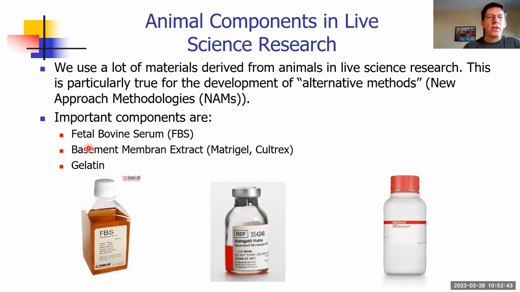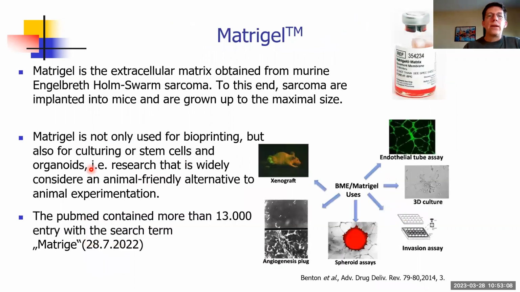Most of us culture the cells in FBS media. I already mentioned that many people use Matrigel or Cultrex, those are brand names, at least some kind of extracellular matrix that is obtained from mice. And we also use gelatin in our models that was obtained from rats or pigs.